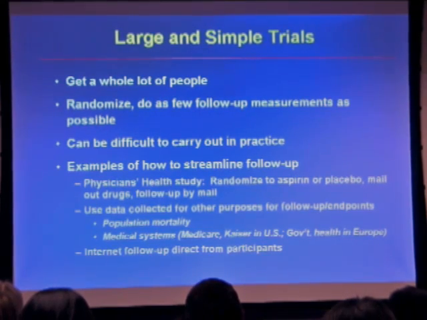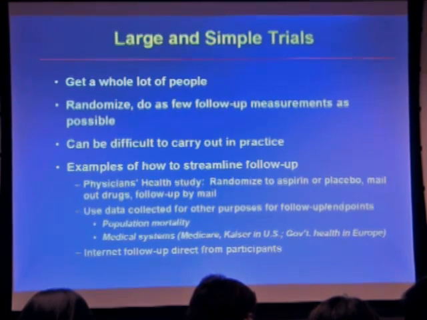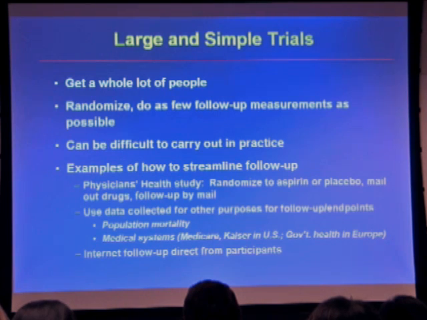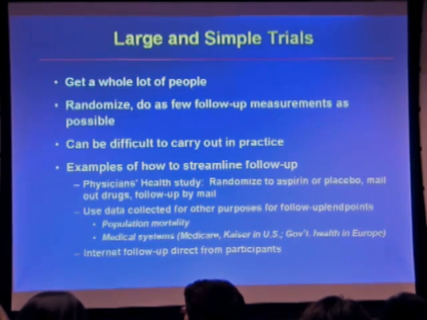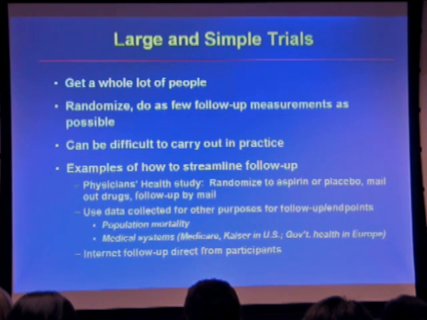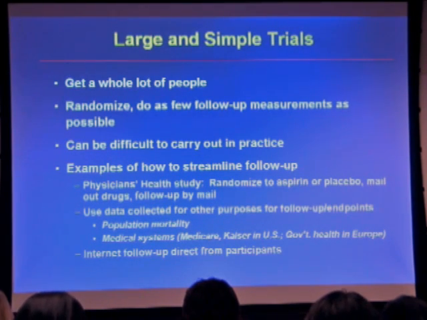But what's classically been done as the most streamlined type of large and simple trials are trials in which you follow people by mail. So, for example, the Physicians' Health Study was a randomized trial where they randomized aspirin or placebo. And not only did they follow them by mail, but they mailed out the drugs. And they followed them by mail. It was a study of physicians who may or may not have been compliant, but probably were fairly compliant. And then to get the endpoint data, they used data collected for other purposes. For example, the mortality data you can get from national databases.